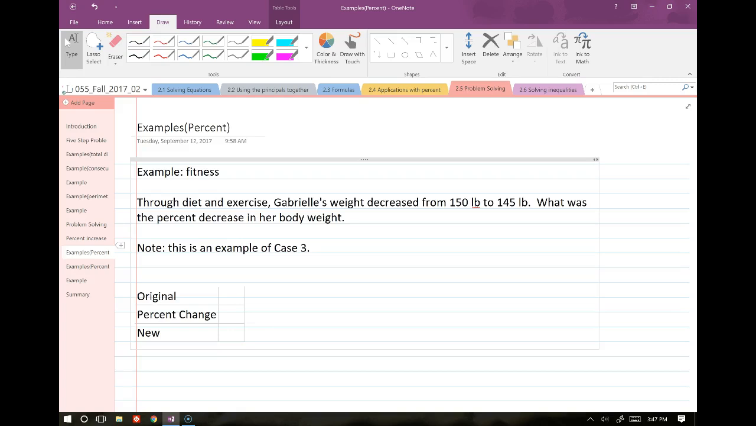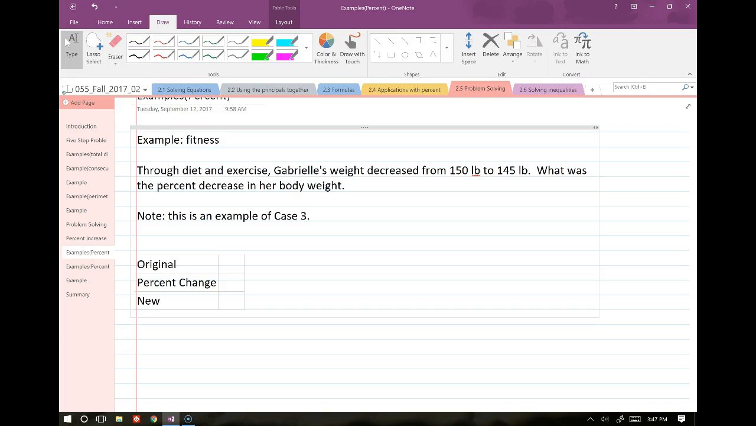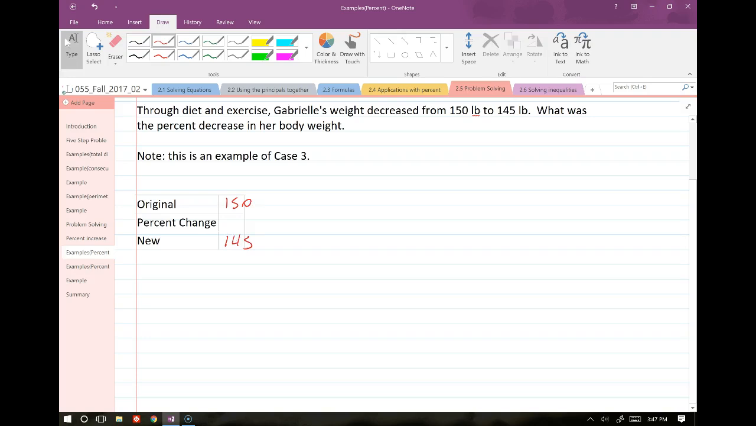So let's do one and see what case we get. All right. Through diet and exercise, Gabrielle's weight decreased from 150 to 145 pounds. What was the percent decrease in her body weight? All right, this is an example of case three. So the original weight was 150. The new weight is 145. Okay, and so the percent change is X, because we don't have that yet.